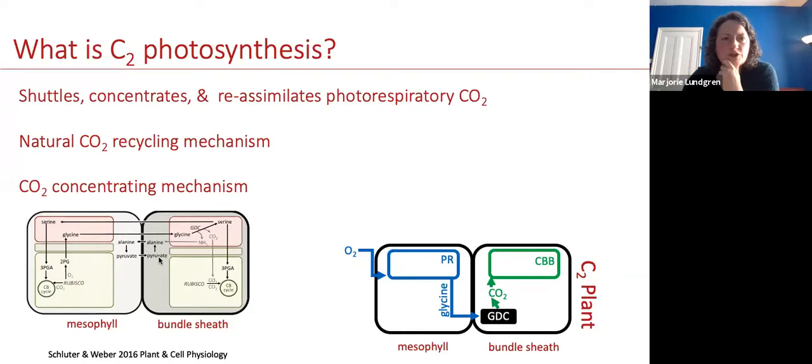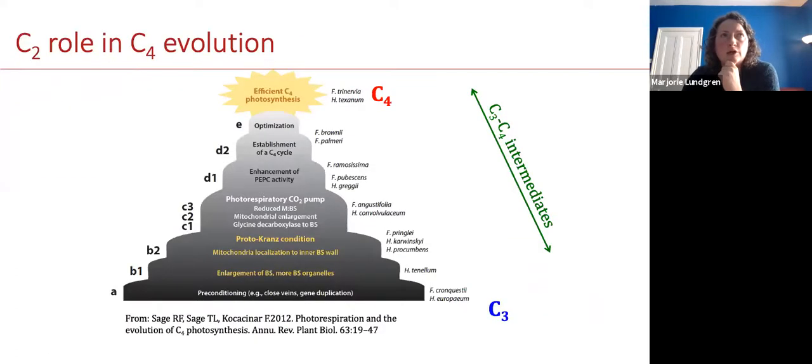Okay, so what role does C2 photosynthesis play in C4 evolution? I put up this slide. This is the Sage model of C4 evolution. This is the pyramid model, and I don't really love the directionality of it, but it's commonly used, and it will demonstrate my point well enough. If you think of the evolutionary transition from the ancestral C3 state to the complex C4 state, which looks very heavenly up here in the sky.